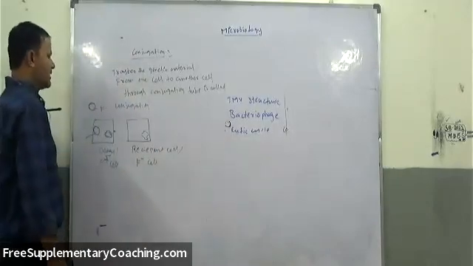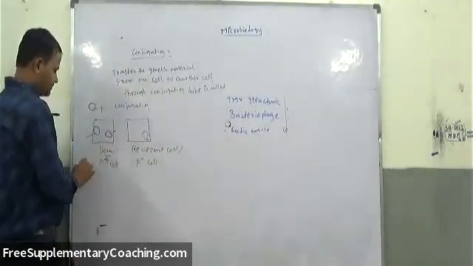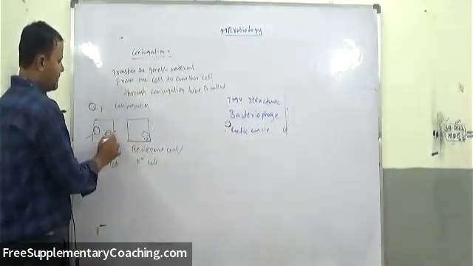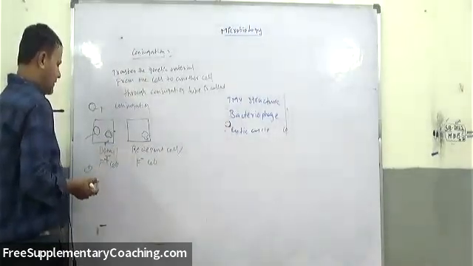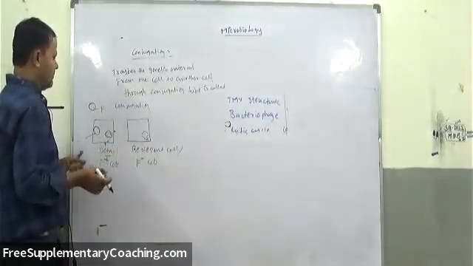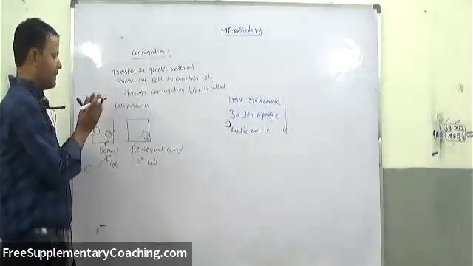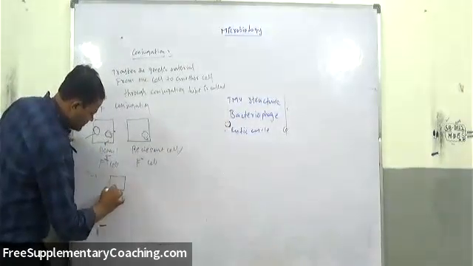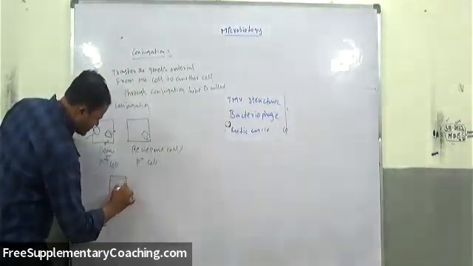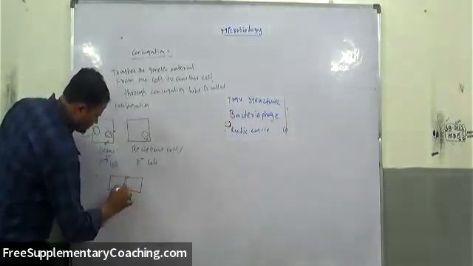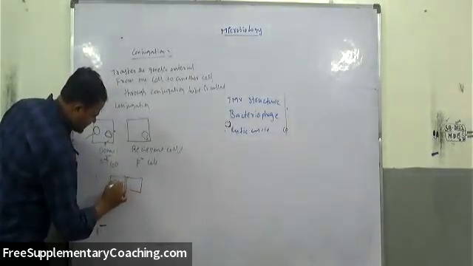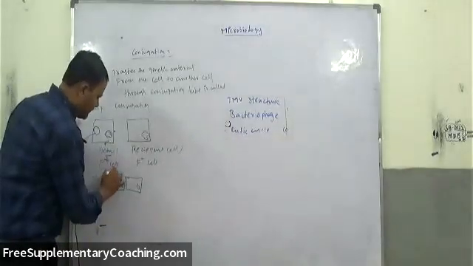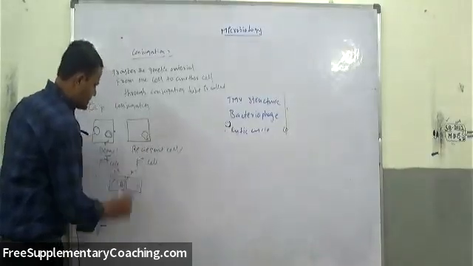So what happens during conjugation? Step 1: both strains, donor and recipient, the male strain or female strain, the F plus cell and the F minus cell, come close to each other. Here is the F plasmid, their genetic material. Here no F plasmid is there. So these are F plus cells and these are F minus cells.